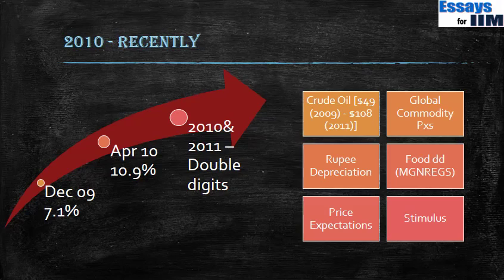Rupee depreciated. Again, as I explained earlier in the video, rupee depreciation or devaluation always leads to higher inflation. Now, another thing which was specific to India was that the global crisis did not hit India as much as it hit the other countries. So our demand did not slow down as much, because of which the demand side pressure remained.